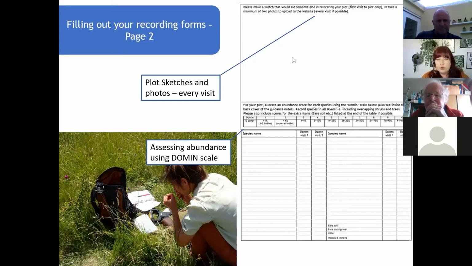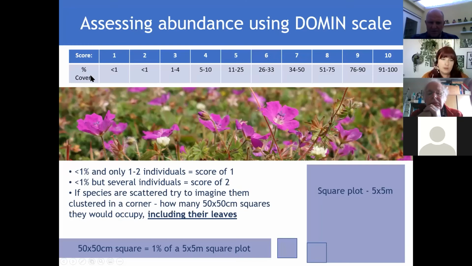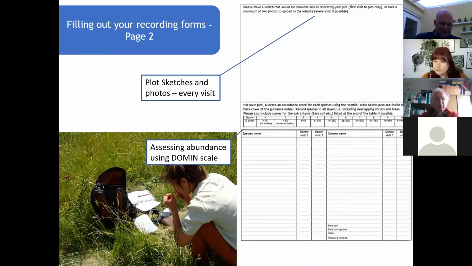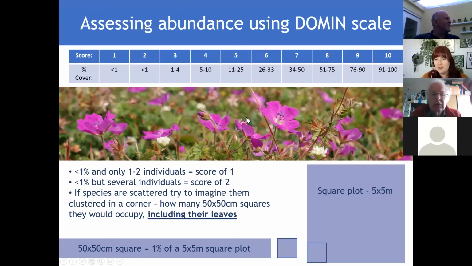On the back, we've got your plot sketch that you want to draw while you're there. And then you've got a little bar to show you how to work out your domain levels. And then you've got your space to actually write your species in for the first visit and the second visit there. Just sorry, Sarah, for the domain. Oh, you're about to do it now. Yeah, no worries. I definitely feel like this is something that needs covering. So here you can see you've got the percentage cover along the bottom. So it's obviously got a range.